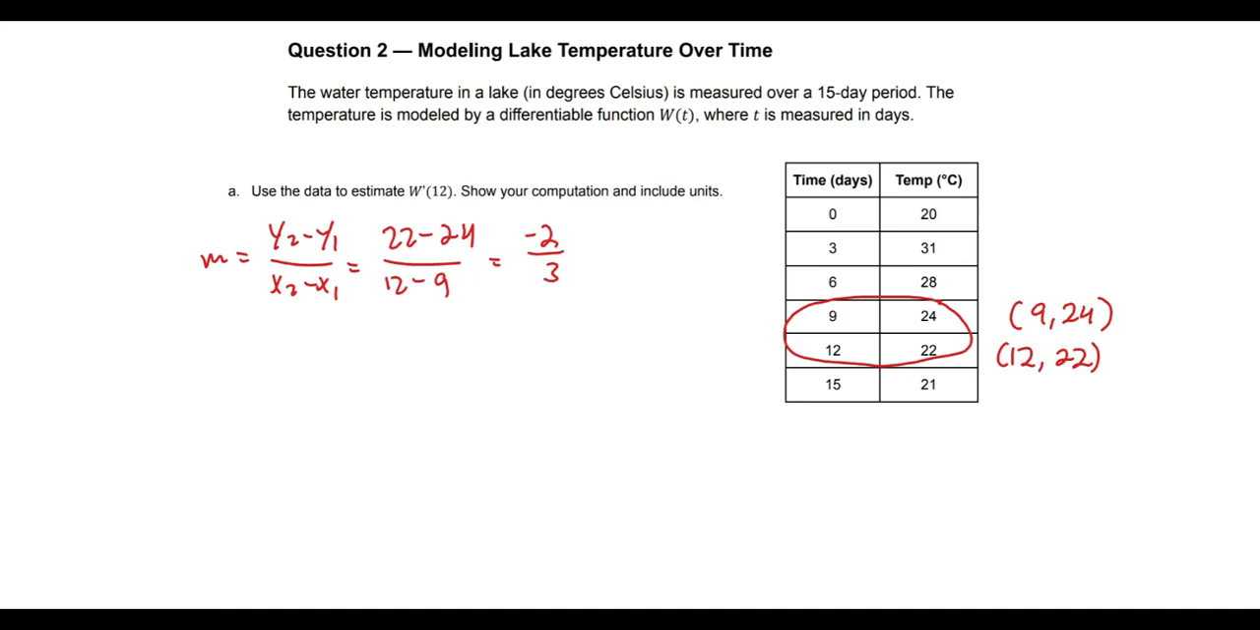We do have to show our units as well. Now let's see here. We started with W of t, which was the temperature. We're estimating the derivative. So this should be temperature per time. So this should be degrees Celsius per day, like this.